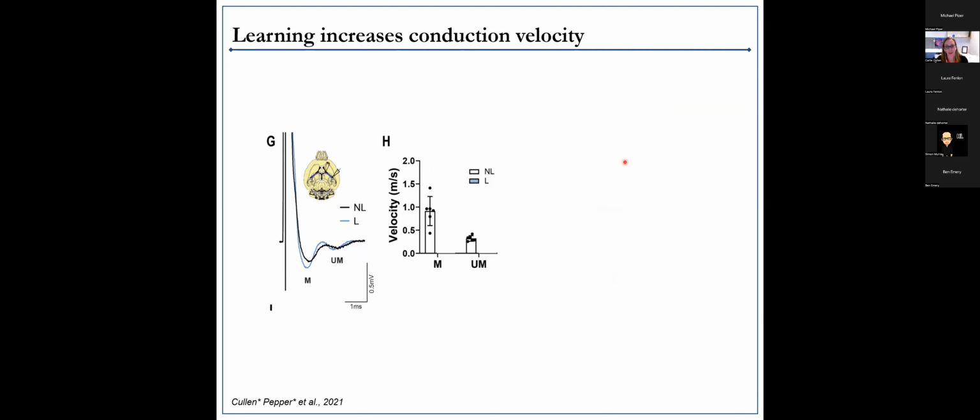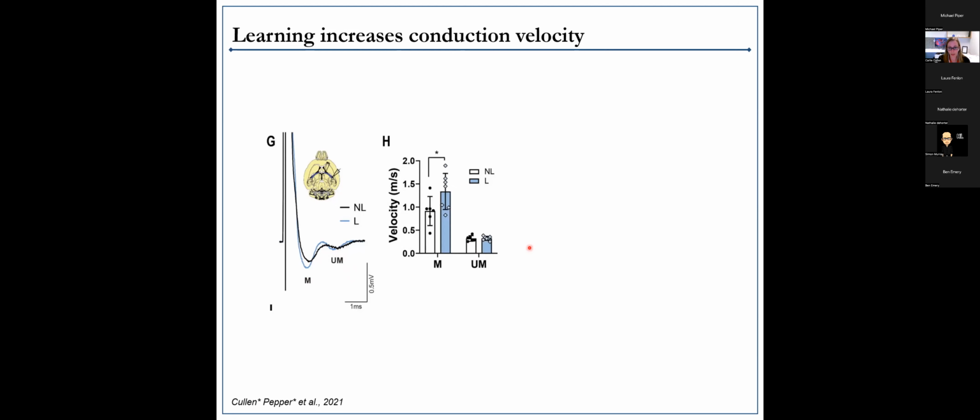We did compound action potentials in the fimbria fornix in horizontal ex vivo sections after learning or no learning. And we found a roughly similar average conduction velocity to what we had simulated, so just under 1 meter per second in the myelinated fibers. With a compound action potential, you get 2 peaks. The first peak is largely the myelinated axons, and the second peak is largely the unmyelinated fraction of the axons.